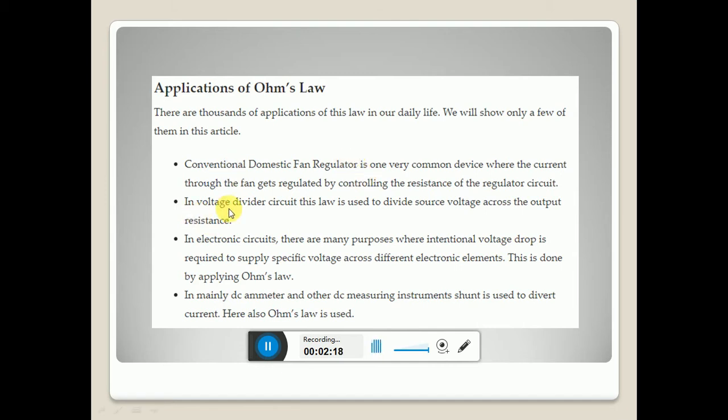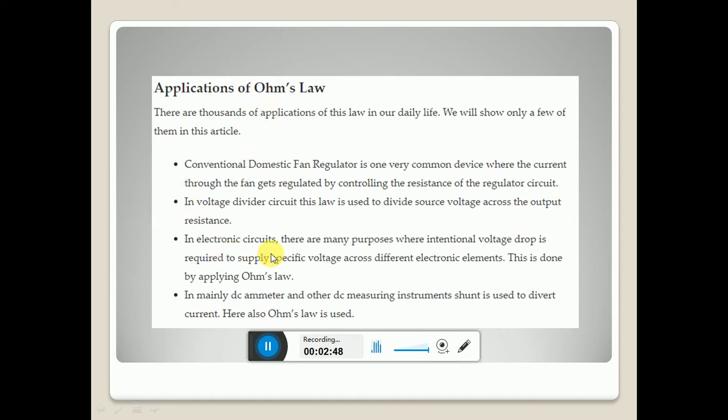Second one, in a voltage divider circuit, we can divide the source voltage across the output resistance. This voltage divider circuit we can study in higher studies. Specifically, this voltage divider circuit can break the voltage into a number of parts, where one part of the voltage will be applied across this output resistance. To calculate that particular voltage, we can apply Ohm's law.